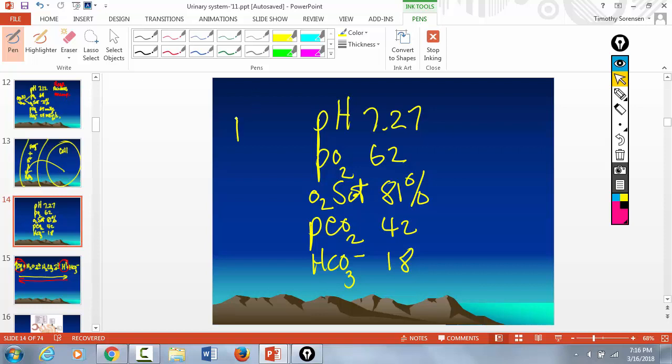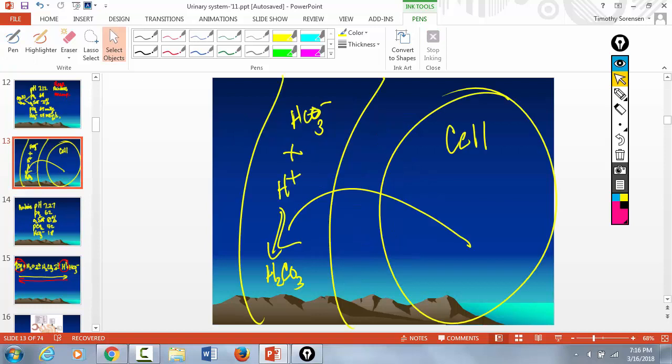Look at the pH. It's an acidosis, right? Look at the PO2 and the O2 sat. Give them some O's. Look at the PCO2. Is the PCO2 high, low, or normal? It's normal. So you know the respiratory system isn't causing this acidosis. The respiratory system is doing what it's supposed to do. The bicarbonate is low. That's because the cells of the body through metabolism are producing more hydrogen ions than normal.